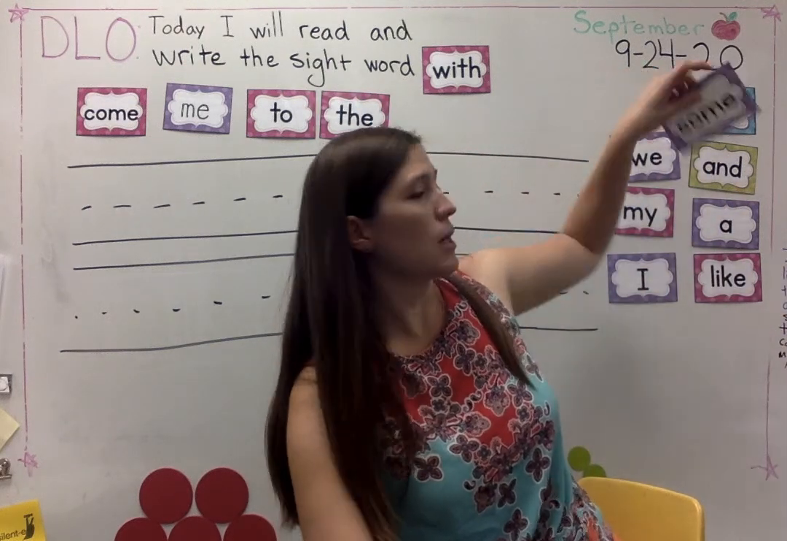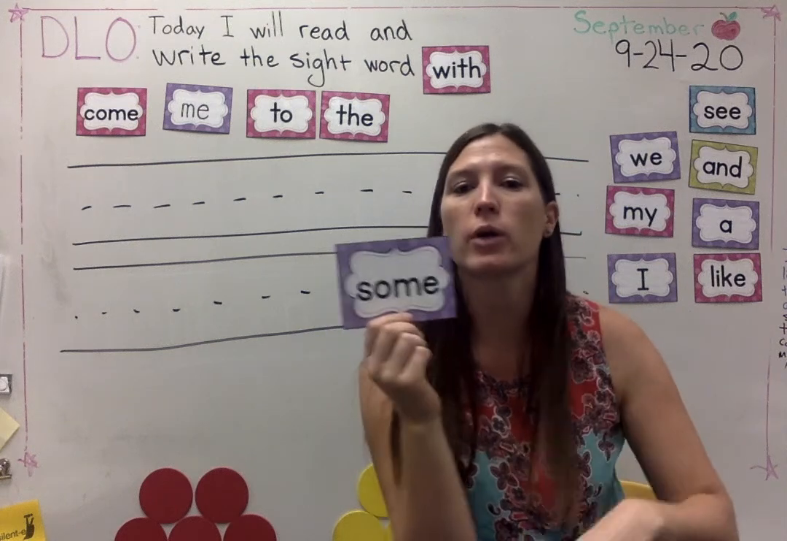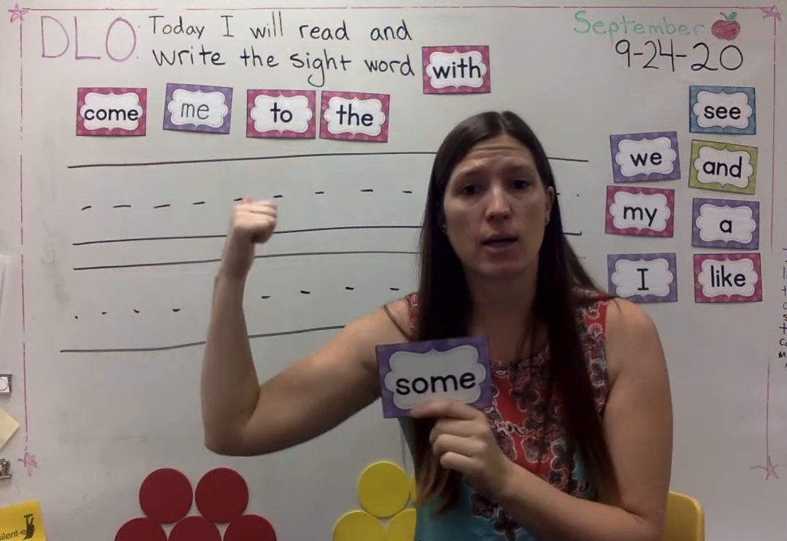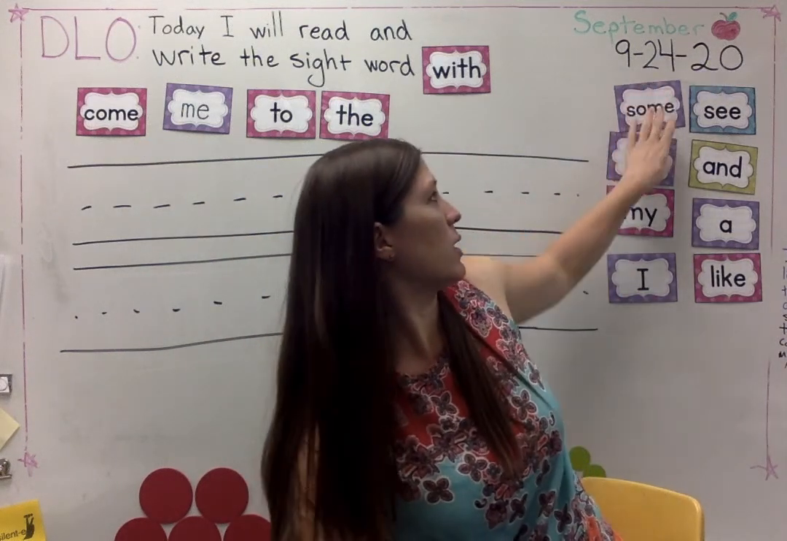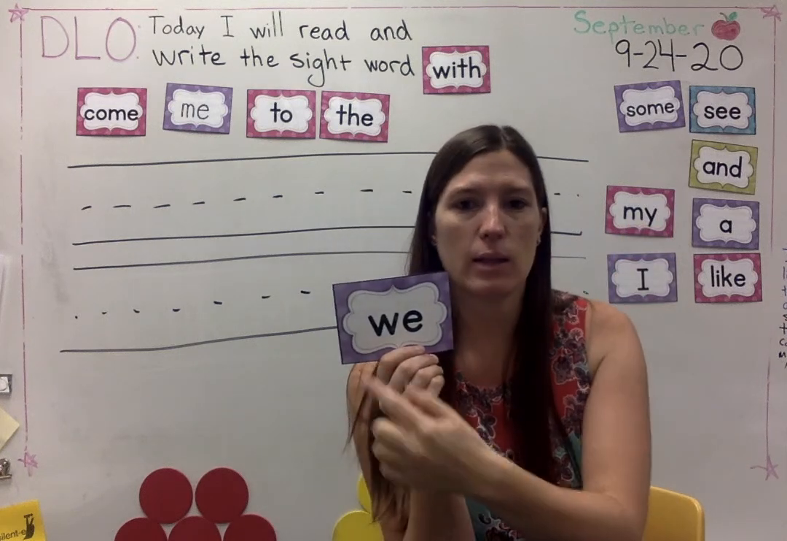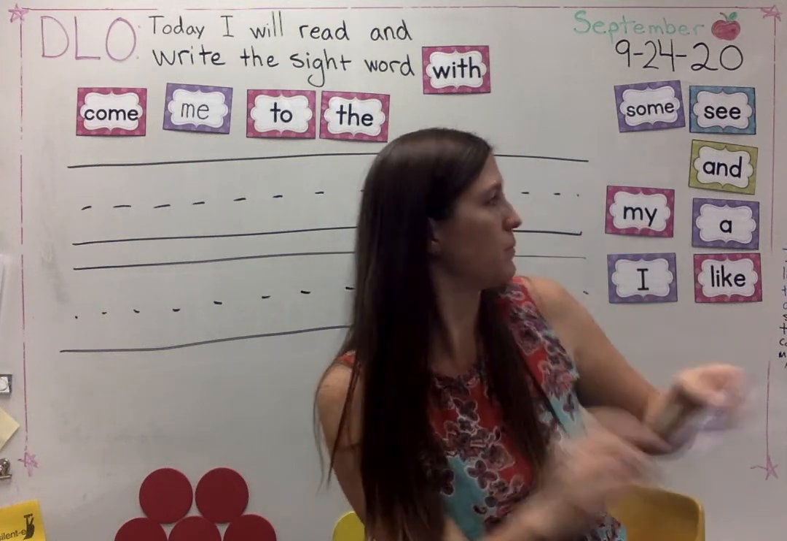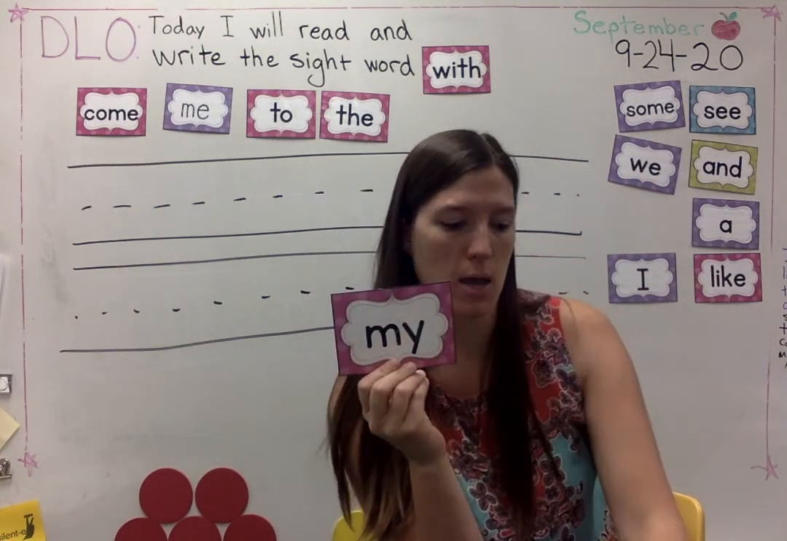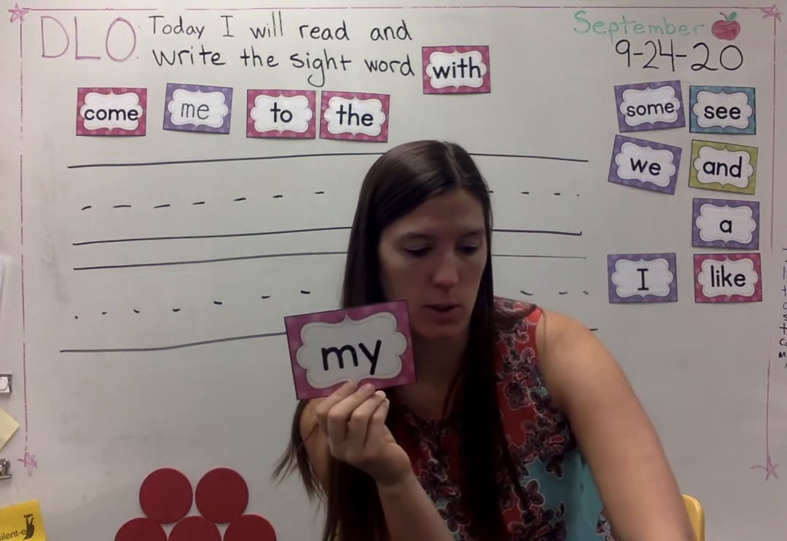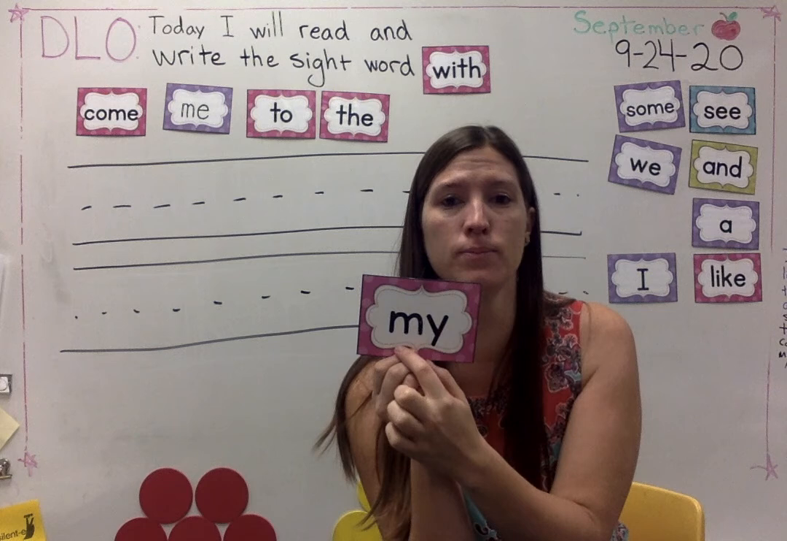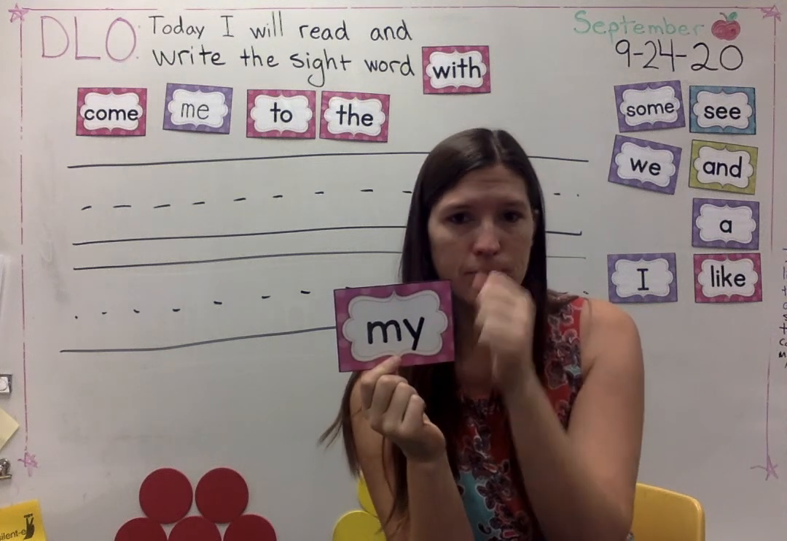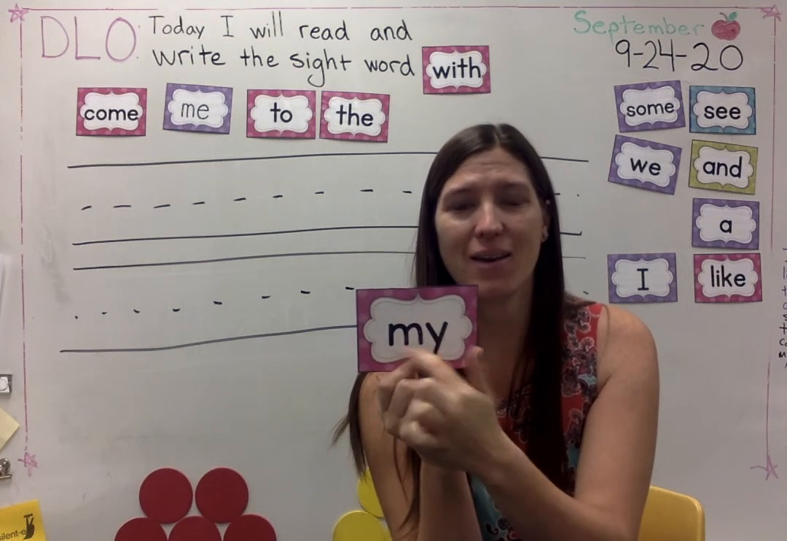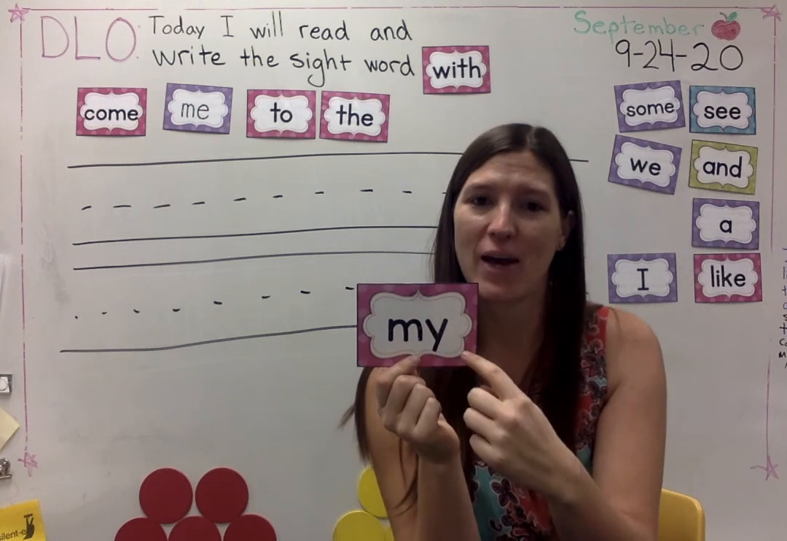All right. Some is our bonus word. It's just a bonus word. S-O-M-E, some. Change the C to S and come turns into some. We, let's spell it. W-E, we. My, M-Y, my. M-Y spells the little word my.